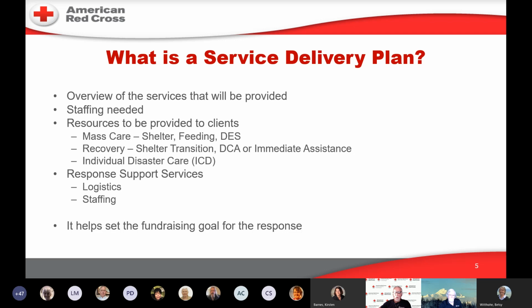And then what about the support services such as logistics? How is that going to be staffed? How is it going to be set up? Where are you going to warehouse materials? Are you going to be supplying the staff locally or from need to recruit across the nation to provide that?